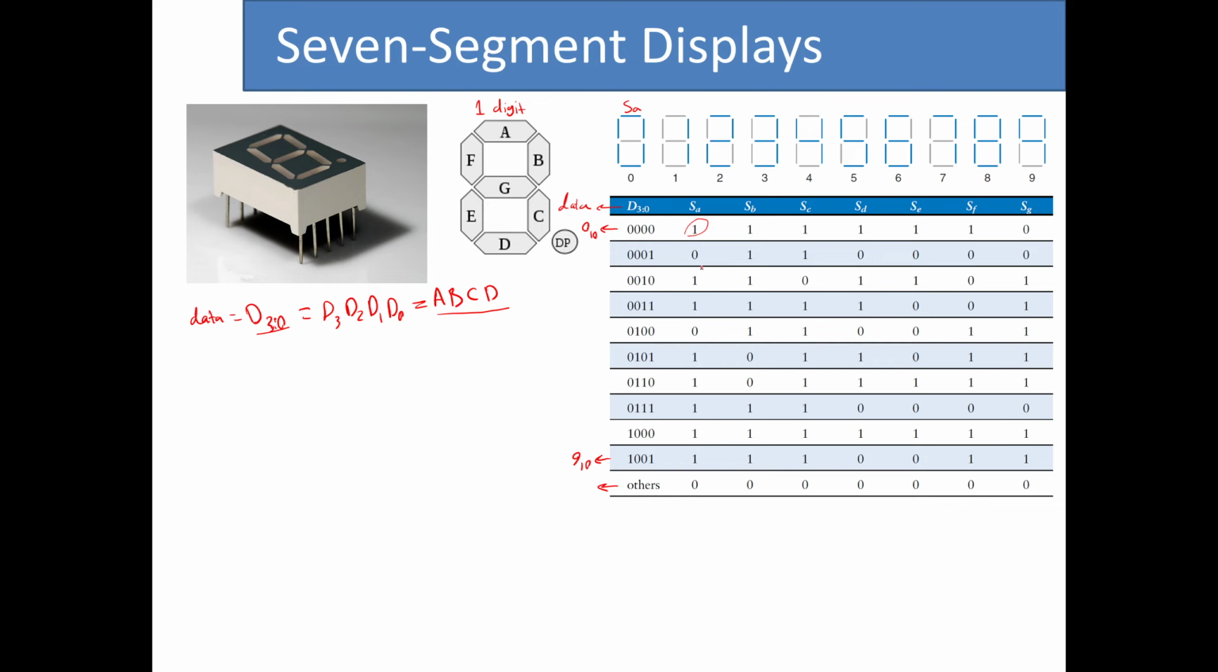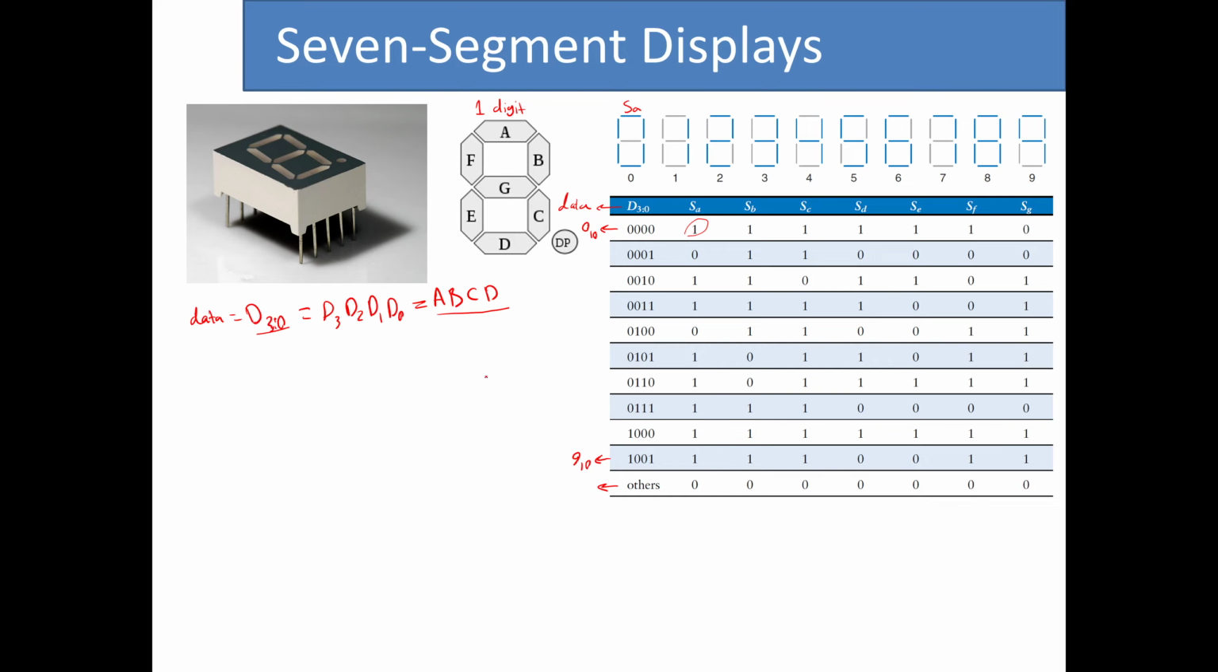For 2, it is on. For 3, it is on. For 4, it is off. For 5 and 6, it is on. For 7, it's on. For 8, it's on. And for 9, it's on. And since for any value larger than 9 we want to have the 7-segment display to be completely off, then we set it to 0. And then you basically do the same for all the other columns that associate for the different LEDs.